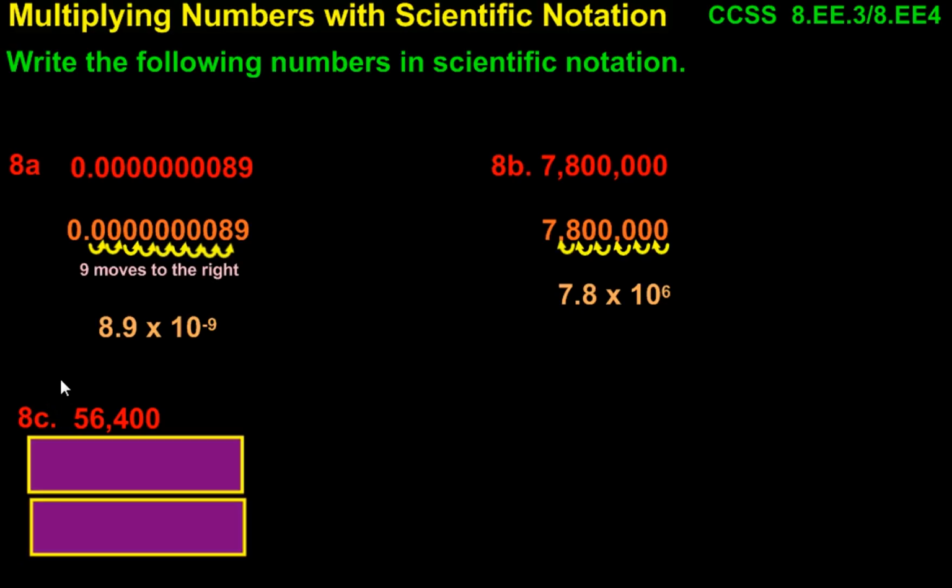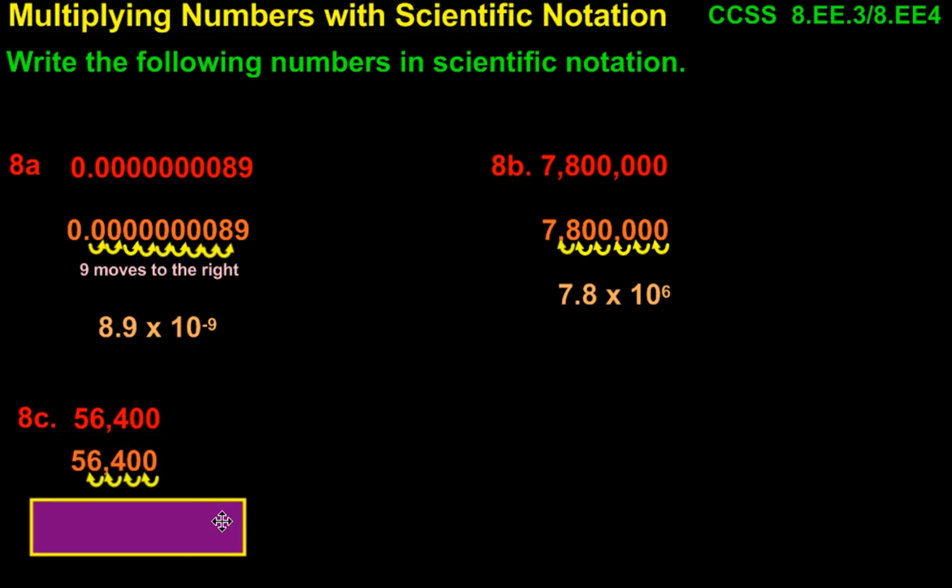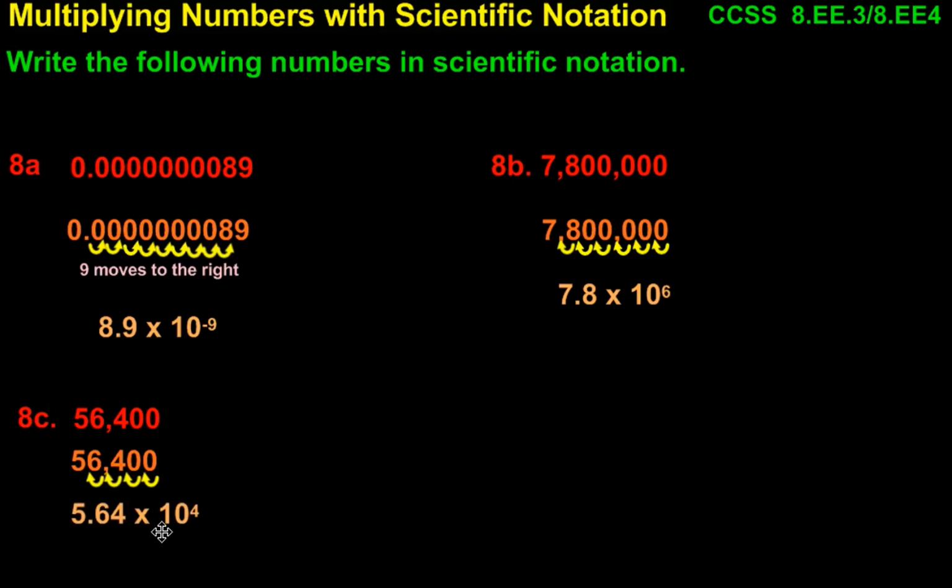For 8C, we have 56,400. We want the decimal to be between the 5 and the 6. It's going to take 4 moves to get it there. And that's going to give us 5.64 times 10 to the 4th.